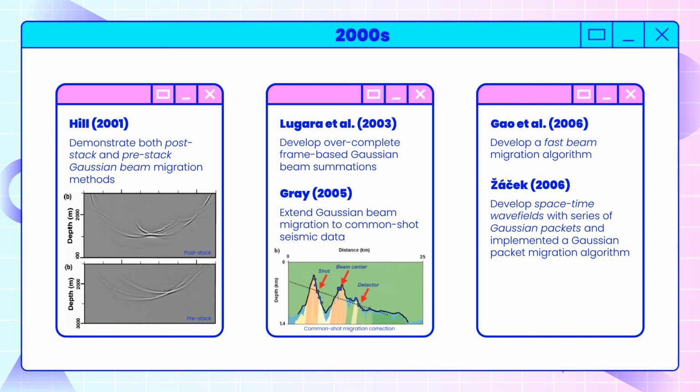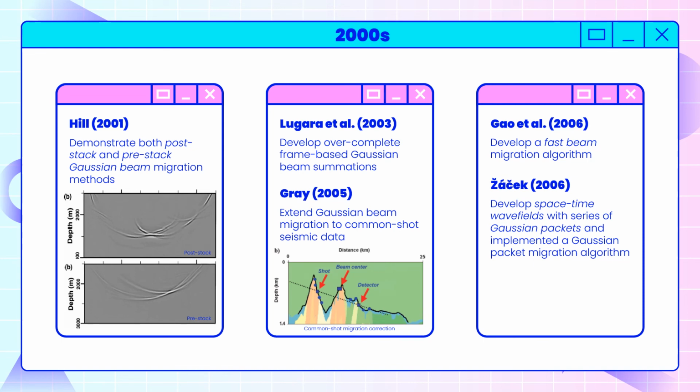Lugara et al. in 2003 developed over-complete frame-based Gaussian beam summation based on window and wavelet transform to address some of the issues related to completeness of beam summations. Gray in 2005 extended Gaussian beam migration to common shot seismic data, making the migration more flexible, allowing the migration of datasets with a variety of azimuths, and allowing a simplified treatment of near-surface issues.